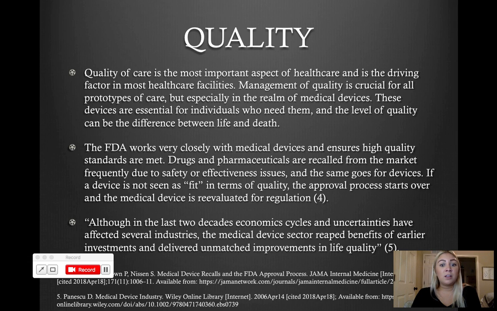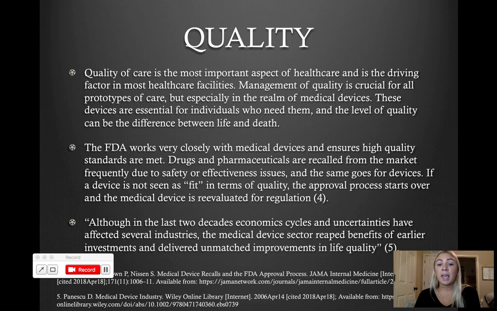The FDA works very closely with these medical devices to make sure that they're taking their time to make sure it has high quality and that it's safe. As we all know, drugs and pharmaceuticals are recalled all the time. We hear about it on TV and the news, but the same actually goes for medical devices. If a device is not seen as fit, in terms of quality and safety, then the process starts all over and the medical device is completely reevaluated for any regulation.